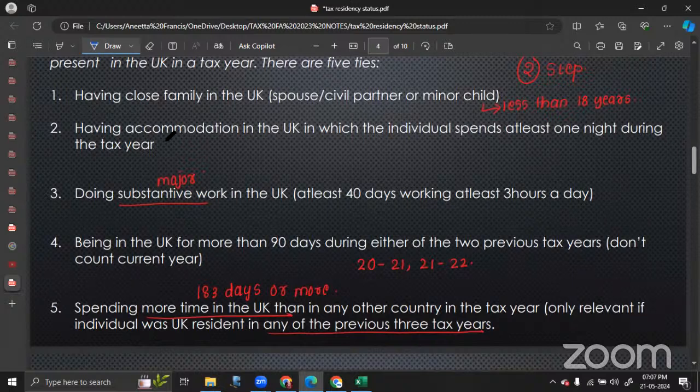Having accommodation in the UK in which the individual spends at least one night. So one night is equal to 1 day. Having one accommodation can be a rented accommodation as well. Doing substantive work in the UK, there is an indication. Substantive work means 40 days work at least 3 hours a day.